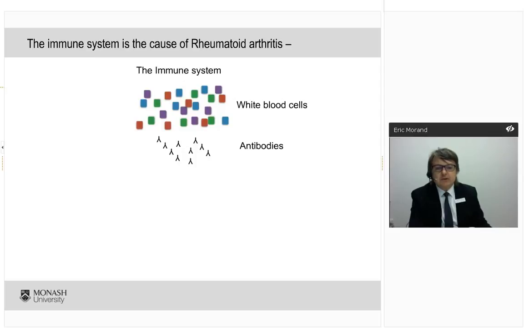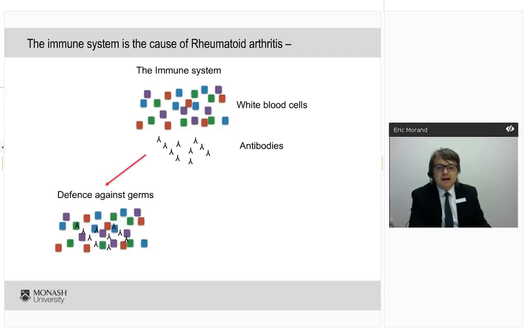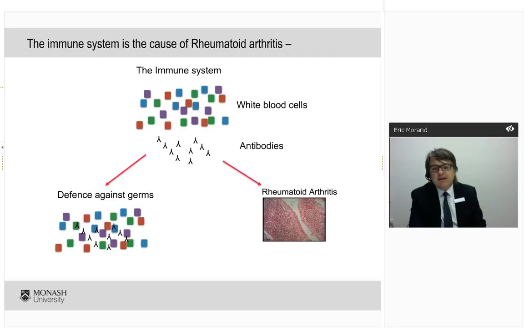And antibodies are proteins that circulate in the blood, normally that protect you from disease, and you will all have antibodies against infections that you've been vaccinated for, and these are protective antibodies, but you can have antibodies that are harmful too. So normally white blood cells and antibodies are there to defend you against germs, but if they are directed against your own tissue, they can cause disease. And in rheumatoid arthritis, that disease is the inflammation of the joints that I showed you before.